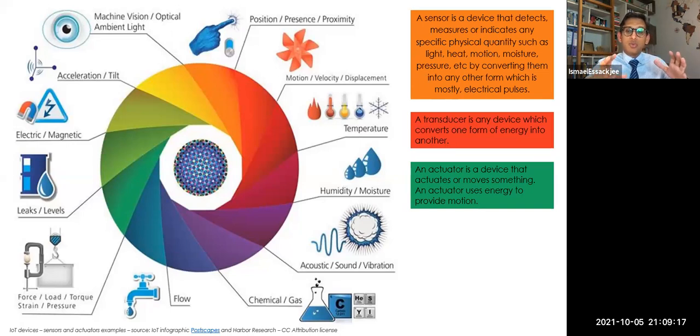So what do we need to do? We need to have a device. When we send the command, it is going to switch on the tap, which is going to fill the reservoir or the swimming pool. So this is the role of the actuator, a device that actuates or moves something. An actuator uses energy to provide motion. So we need energy.